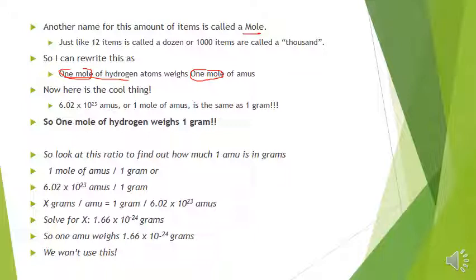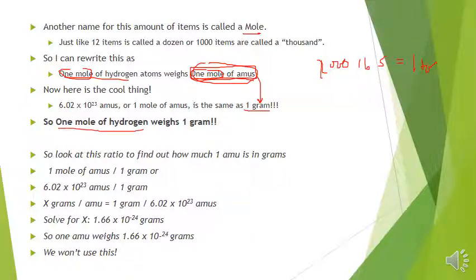Now, just like 2,000 pounds is equal to 1 ton, 1 mole of AMUs, so if you had a mole of AMUs, that is the same as 1 gram. So what we can do is replace this right here with the word 1 gram. What we can say is 1 mole of hydrogen weighs 1 gram.